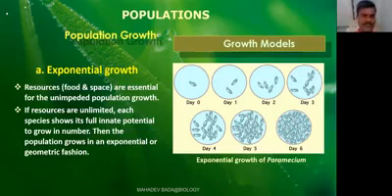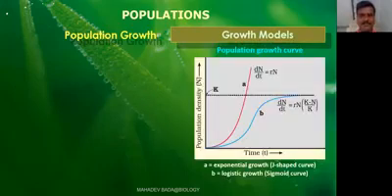Resources, that is food and space, are essential for unimpeded population growth. If resources are unlimited, each species shows its full innate potential to grow in number. Then the population grows in an exponential or geometric fashion.